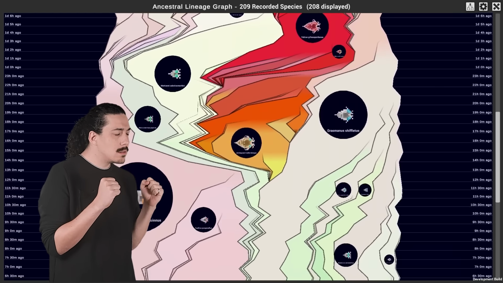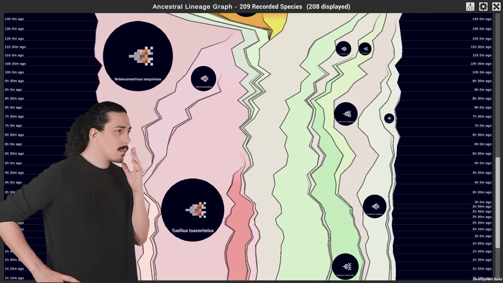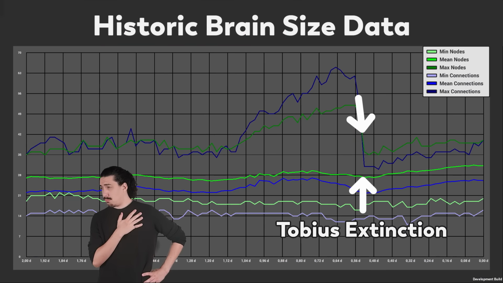Oh no. We are back to a world of dull and grayish colors, and seeing this crash in brain size in the historical data is painful. What a loss.